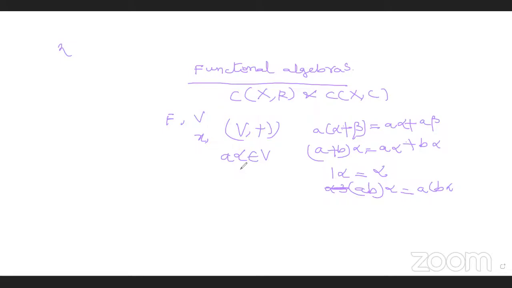Now, suppose if multiplication satisfies the properties of associativity and the distributive laws are satisfied, then we say that the linear space, vector space V over F is called an algebra. If it satisfies the commutative property also, it is a commutative algebra. Okay. And we define, suppose X is a topological space.